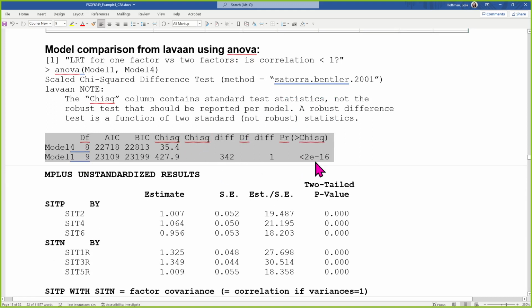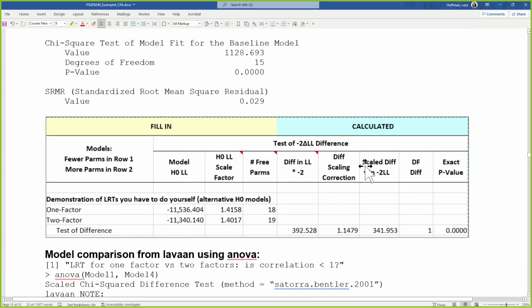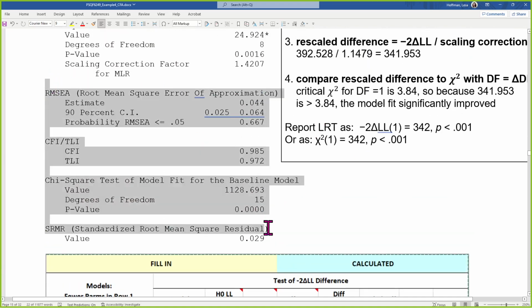So this test statistic is telling me that I have headed in the right direction. Two factors does fit significantly better than one, and every other standard in terms of this suggests that the model is pretty good.